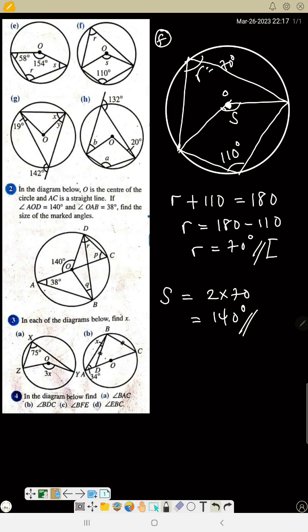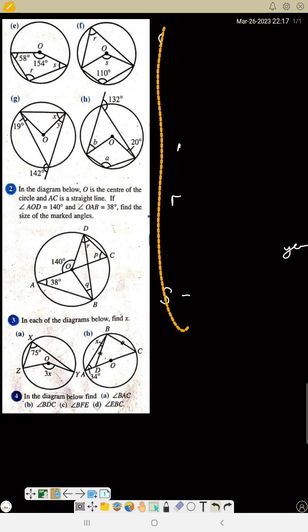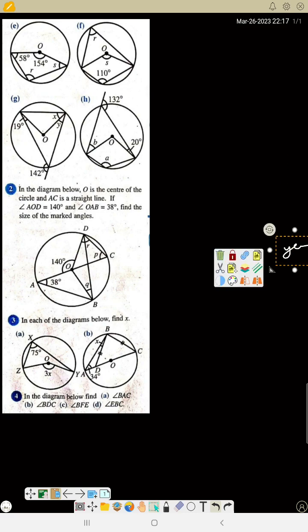If it is theory, you will write cyclic quadrilateral. If it is this one, write angle at the center. So that is it. So the another one, G.